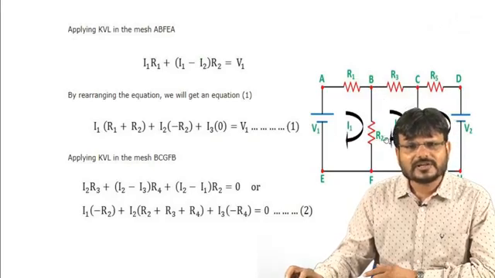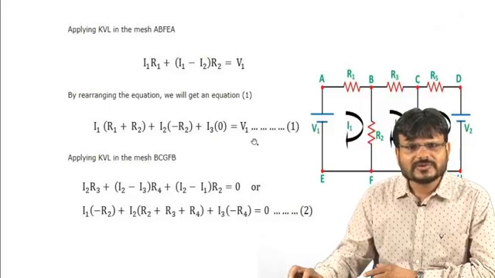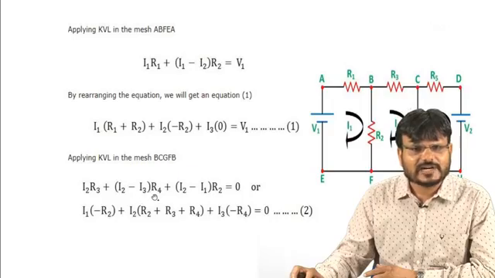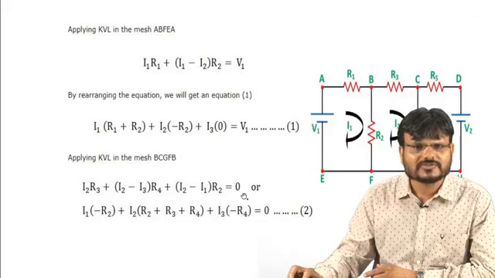So again you can apply the KVL. So what will be the value of this in this mesh? This will be I2 R3 minus (I2 minus I3) into R4 plus (I2 minus I1) into R2 is equal to 0. After the simplification, you can write the equation in this form.